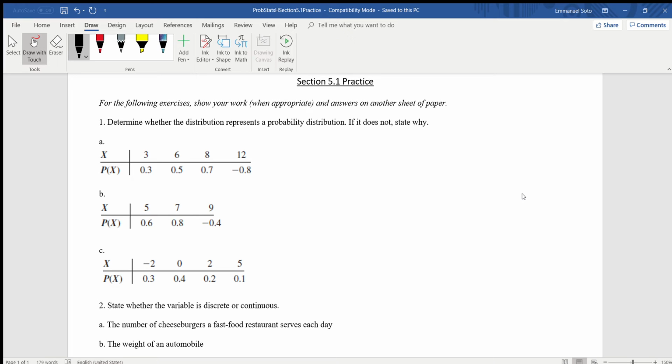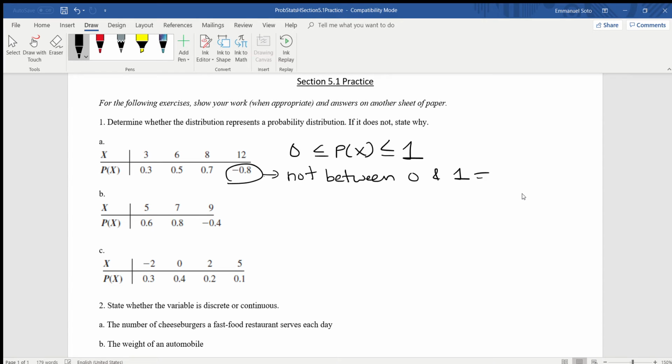Alright, so for number one, we're looking at whether it's a probability distribution or not. So we're determining validity. So remember that there were two conditions. One of the conditions is that the probabilities add up to 1, but the other condition was that the probabilities are between 0 and 1. So in this example, if I look at A, I'm looking at this guy. This guy is not between 0 and 1, so it is not valid.